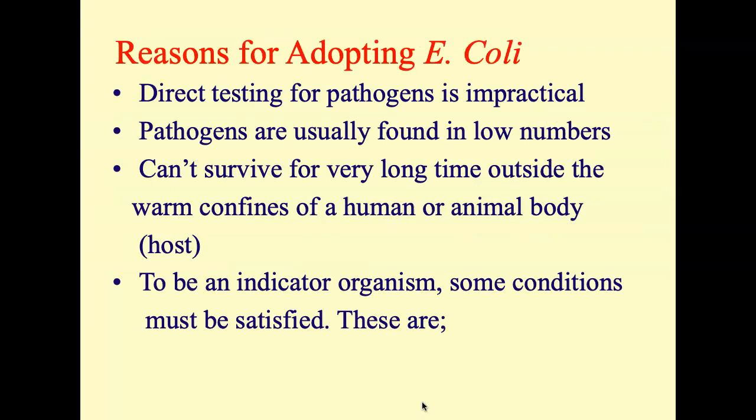There are reasons why we adapted E. coli as an indicator organism, simply because direct testing for pathogens is practically impossible. Normally, pathogens are usually found in low numbers, and these cannot survive for longer time outside the warm confines of the human body, and so they cannot be cultured or grown on the media. And so we are saying, to be an indicator organism, some conditions must be satisfied. Let us see whether E. coli are able to satisfy these conditions.